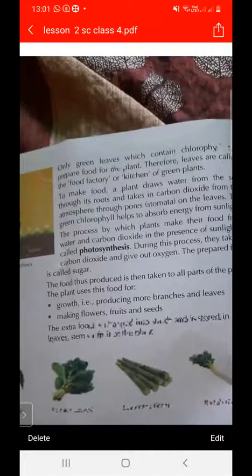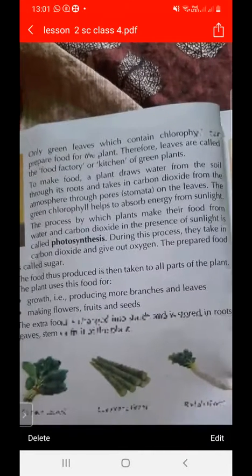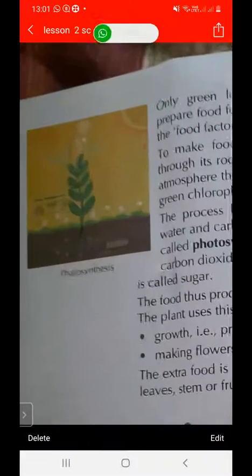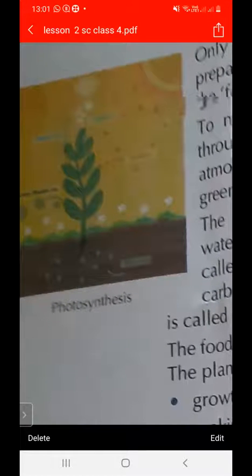As we know, green leaves prepare their food with the help of their leaves. Also, leaves are called the food factory and kitchen of the plants. Suppose in the plant there is a leaf, and the leaf is called the food factory of the plant because the plant prepares food with the help of its green leaf, because the green leaf contains a substance, chlorophyll, and this makes the leaf green. So they prepare food with the help of this leaf, and this leaf is called the food factory of the plants.